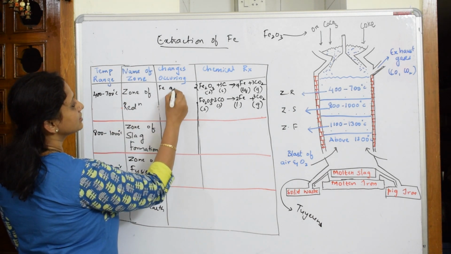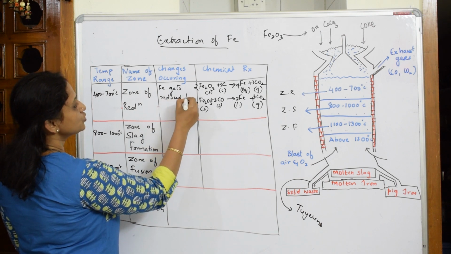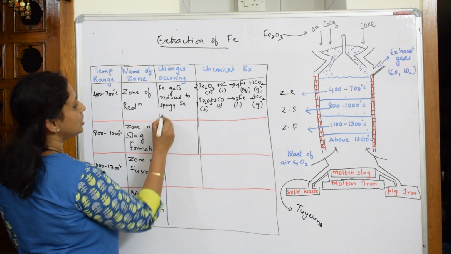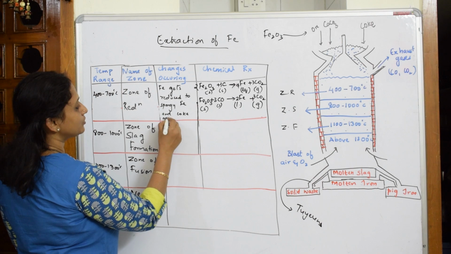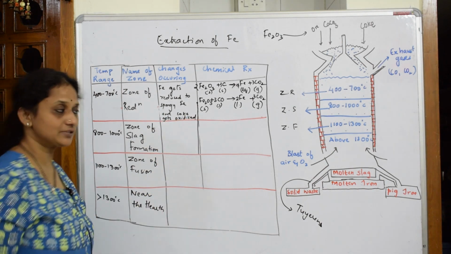Iron gets reduced to spongy iron and coke gets oxidized. This is what you have to write, gets oxidized, right? Simple. That's the first zone.